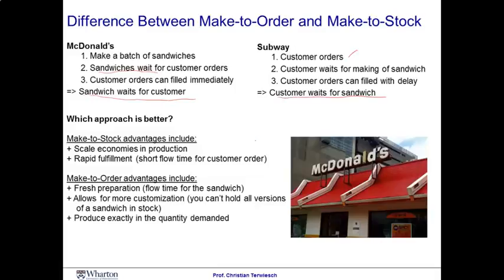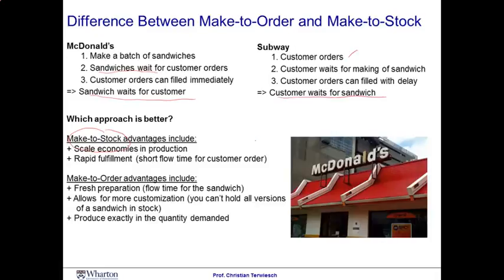We will call the McDonald's approach make to stock or make to inventory. The main advantage of make to stock is that it allows for scale economies in production. You're going to produce 20 hamburgers in a row. The second advantage of it is it also allows for a short flow time for the customer order. Now notice that you have a longer flow time for the hamburger, but a short flow time for the customer order.